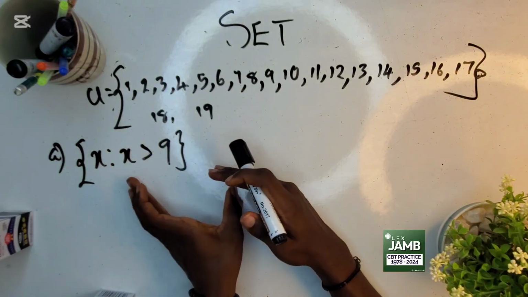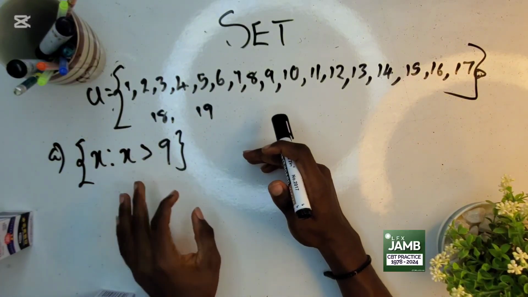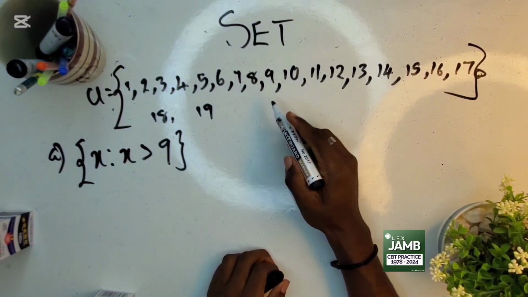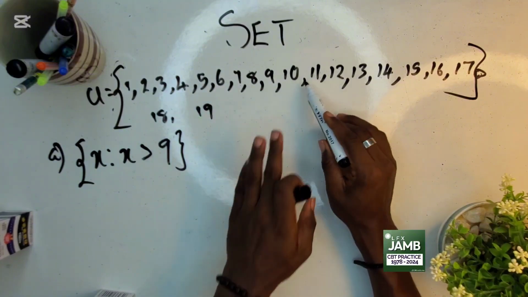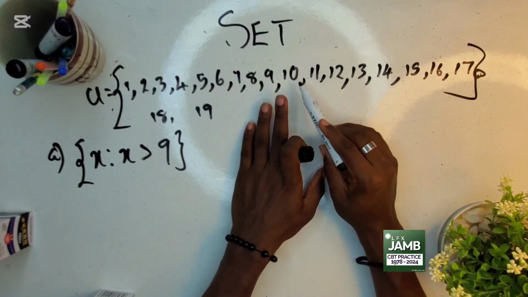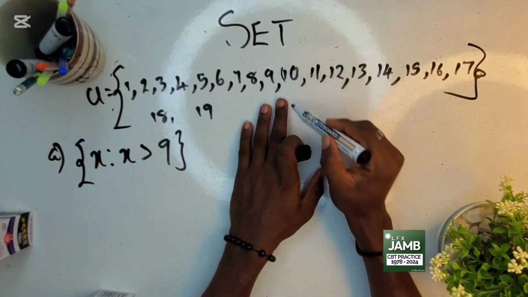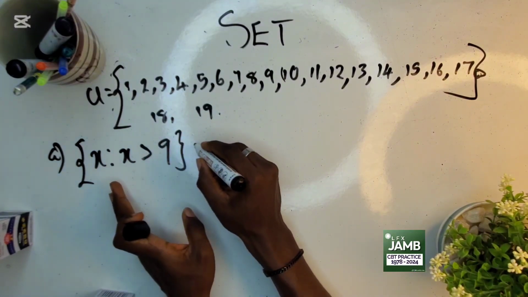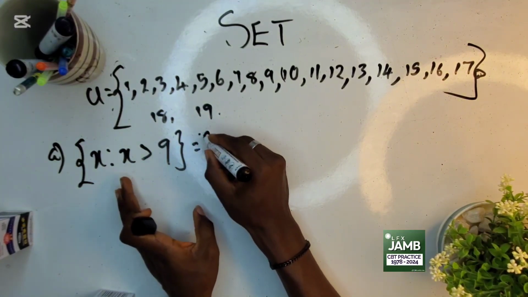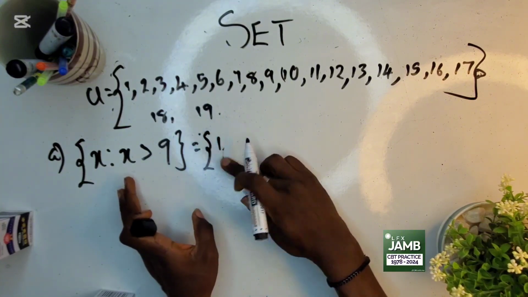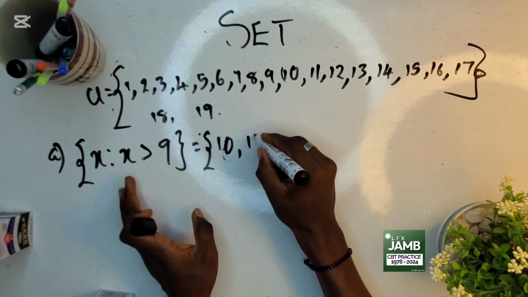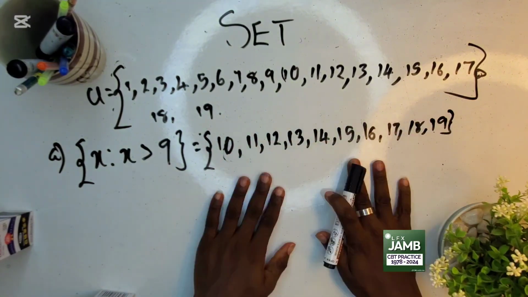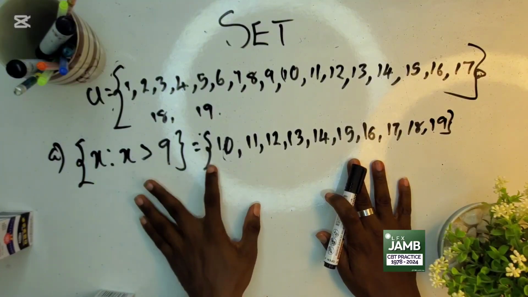So if you are asked to solve this, given the condition that x is greater than 9, we look for numbers greater than 9 in this consideration, and you see numbers greater than 9, we have what? 10 to 19. So the answer to this question is what? The elements in this set will be 10, 11, and so on. These are elements that can be found in this question.